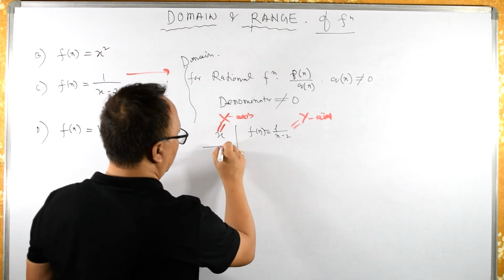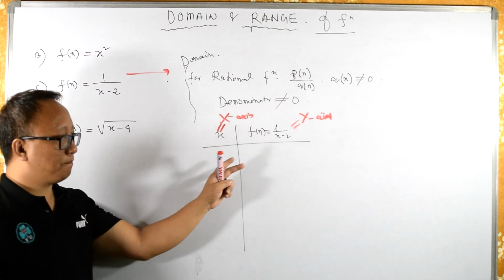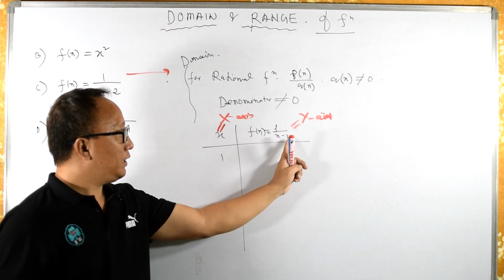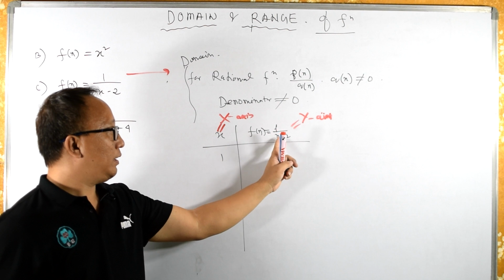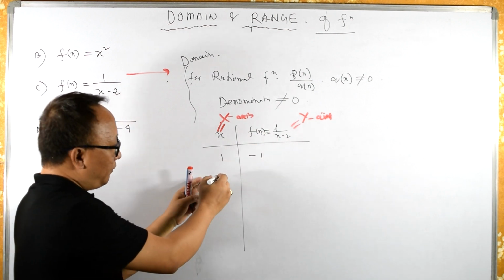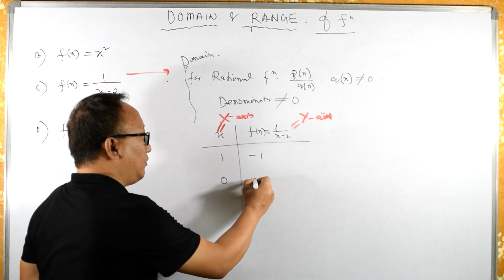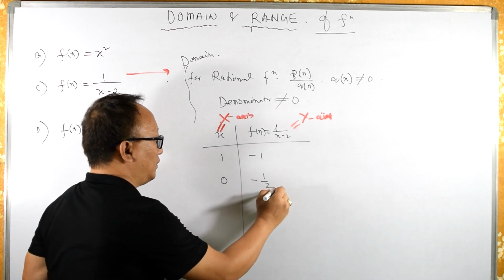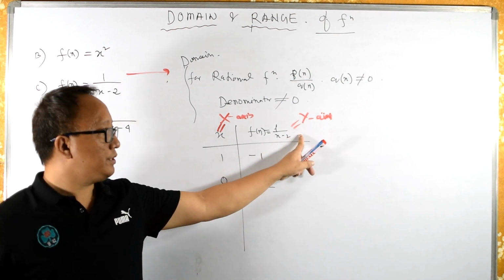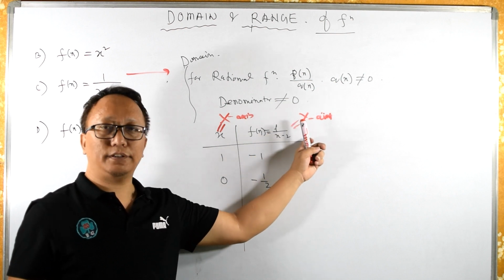And for example, if I substitute x equals 1 over here, 1 upon 1 minus 2 is what? 1 minus 2 is minus 1. So 1 upon minus 1, I am getting minus 1. If I substitute 0 over here, now I am getting minus 1 by 2. I cannot substitute 2 over here. Why? Because if I substitute x equals 2 over here, the function isn't defined.